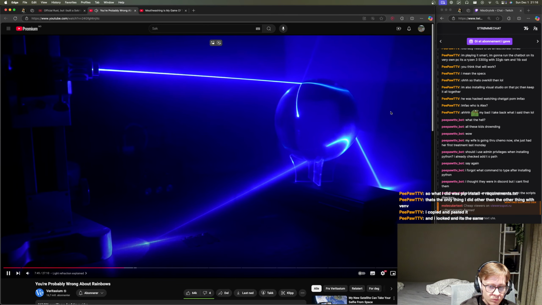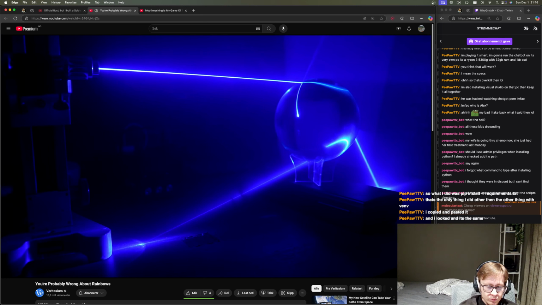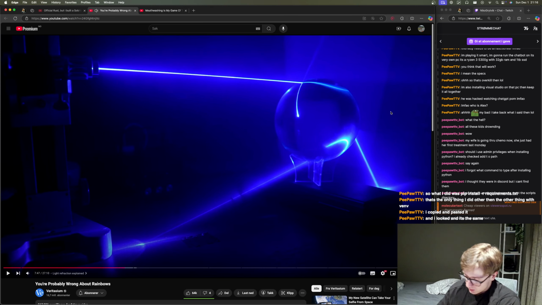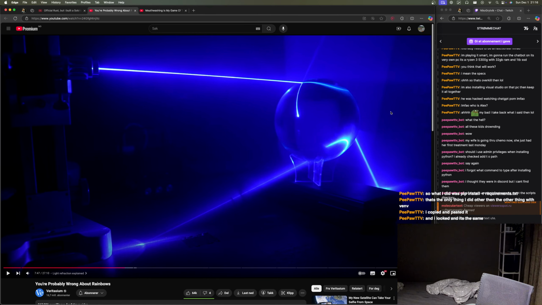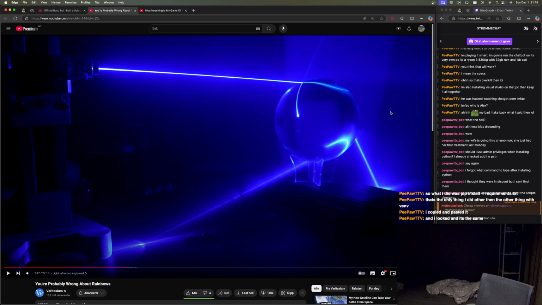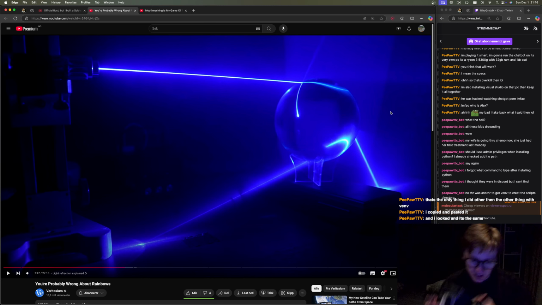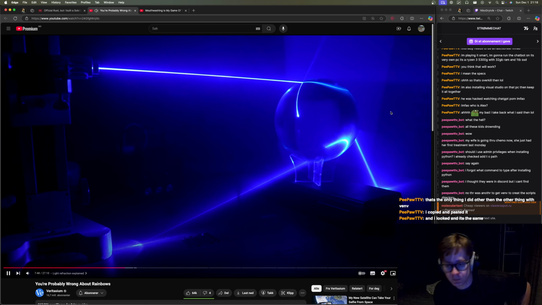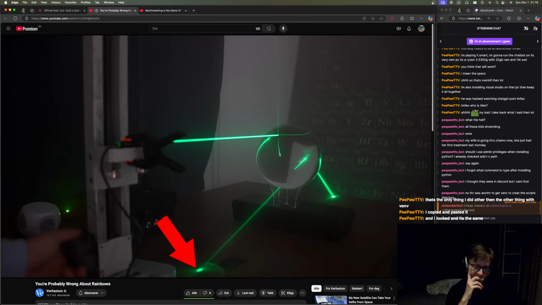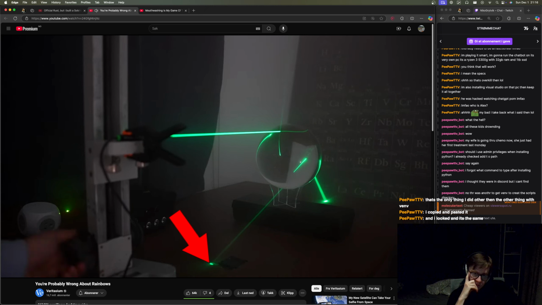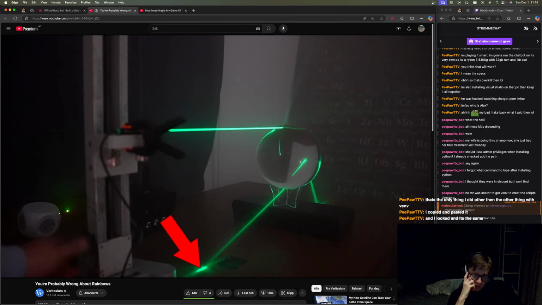And then it goes back the other way. So what we're seeing there is a maximum angle this reflected ray reaches before it turns around and goes back the other way.